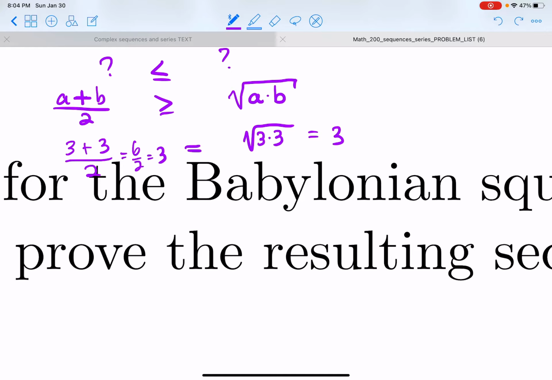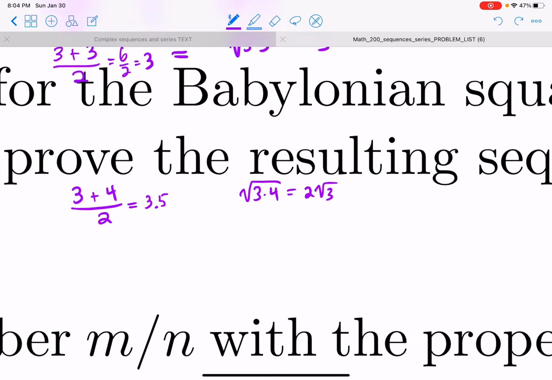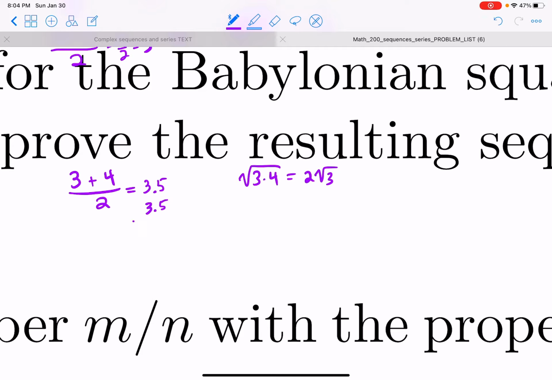How about 3 plus 4 divided by 2? That's 7 divided by 2. Okay, how about the square root of 3 times 4? That's, well, I don't know what this is. Not super helpful. Is this thing bigger than this thing? I don't know. I mean, we could square this, and then we could find out. But that would involve multiplying this by itself, and we'd have to do stuff like that. So why don't I just keep experimenting?